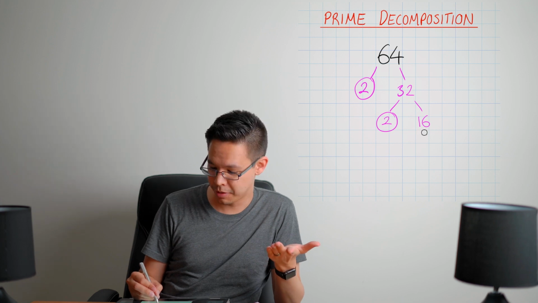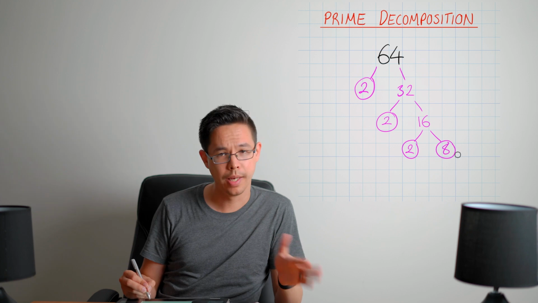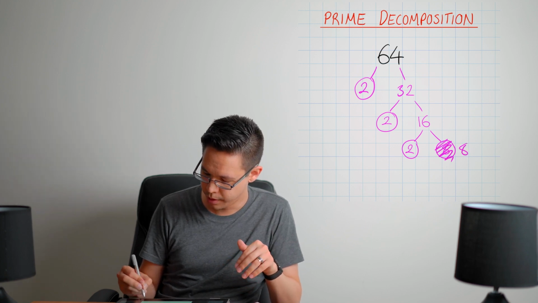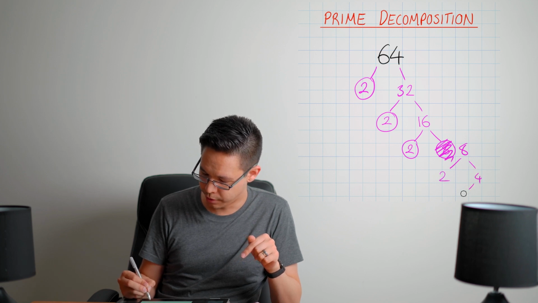16, also even, so let's break out another 2. And 2 times 8, I believe. 8, and then let's keep going. Oops, sorry, I shouldn't circle 8, it's not a prime. 8 can be broken up into 2 and 4. And then 4 obviously can be broken into 2 and 2.